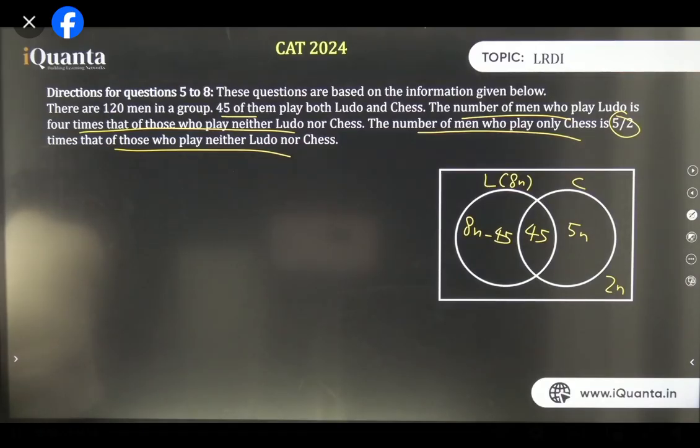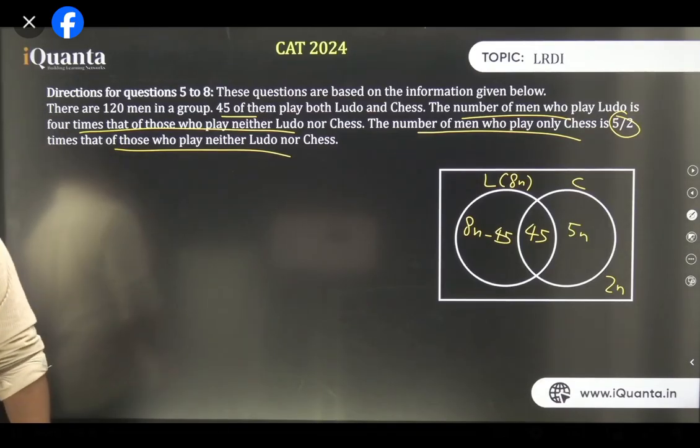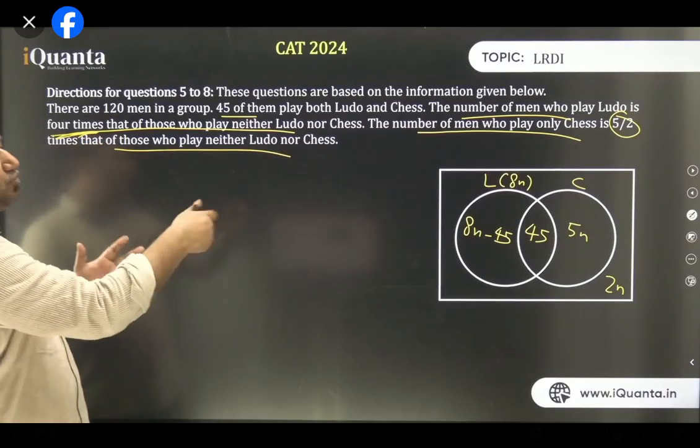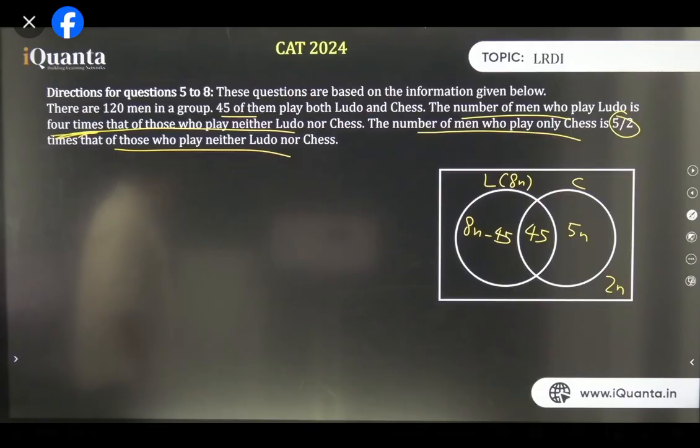Shreya, I took 2n because calculating 5 by 2 of 2n, the 2 and 2 will get cancelled, no? That's why I took 2n. Okay, Shreya? See, our life becomes very simple now. How 8n? It is written here. People who play Ludo are 4 times of those who play none. 2n's 4 times is how much? 8n, right? Did you like that, Pritam? Very good. Now our life is very easy.